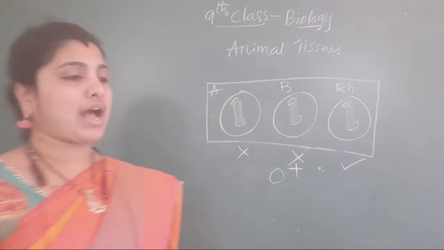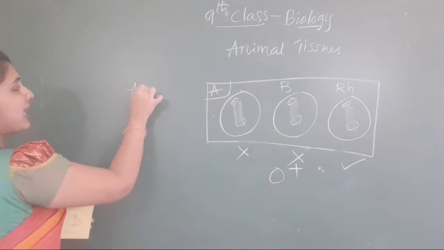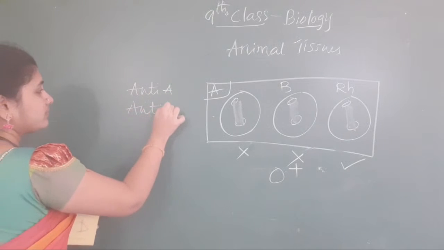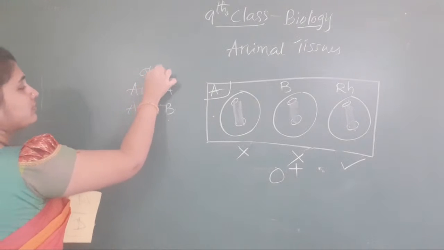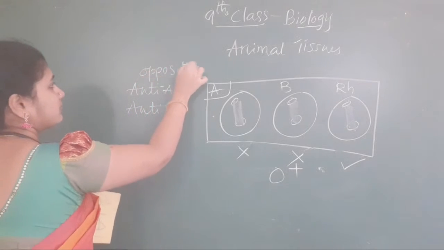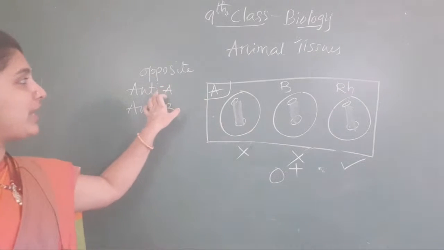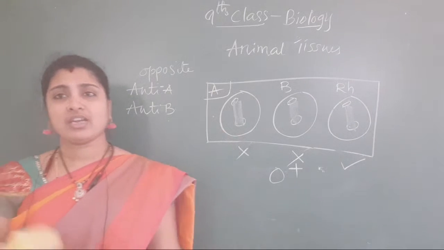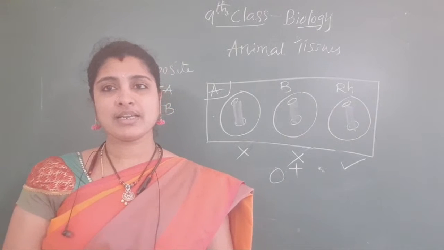Any doubts? So here in the kit you are using, what is that? Anti-A, anti-B. Here anti means what? Opposite. Opposite to A. So if the opposite thing to A is present, they will react with each other. If not present, they won't react with each other. Isn't it?